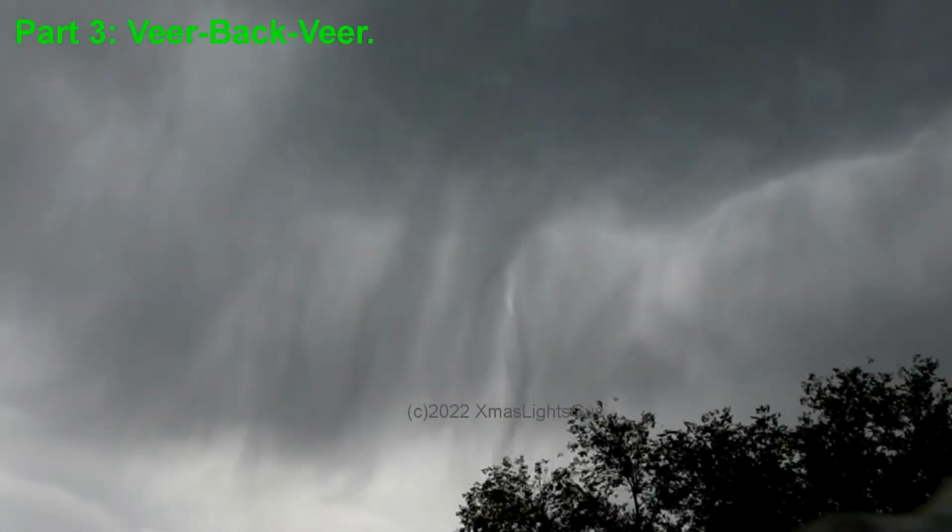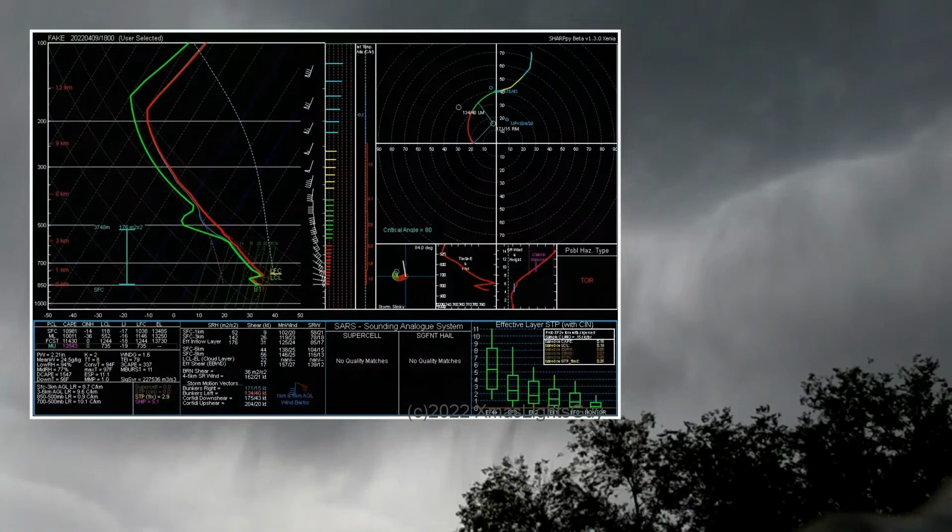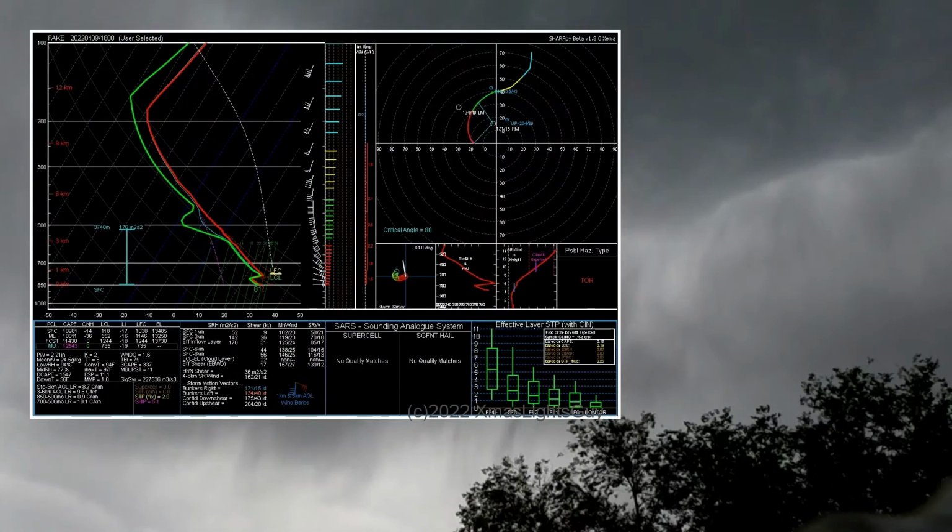Here in part 3, we will do what is known as veer back, or veer back veer. Like before, a simulated sounding. This time in the photograph, notice how the line is curved more like an S. Part of this is veering, part of it is backing. Hence the veer back name.